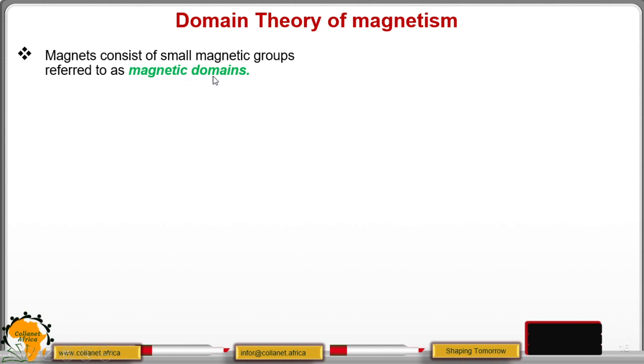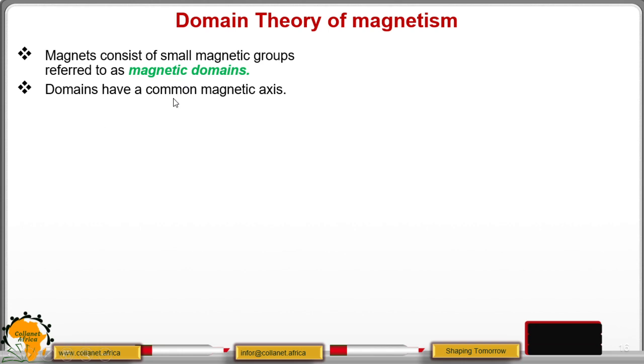Remember, in Form 1, when we were talking about the particulate nature of matter, we found that matter is made up of tiny particles, and these tiny particles are ever in motion. So when we come to a magnet, these tiny particles we call subatomic magnets. Those subatomic magnets are contained in groups, what we call the magnetic groups, and those groups are the ones that we are calling magnetic domains.